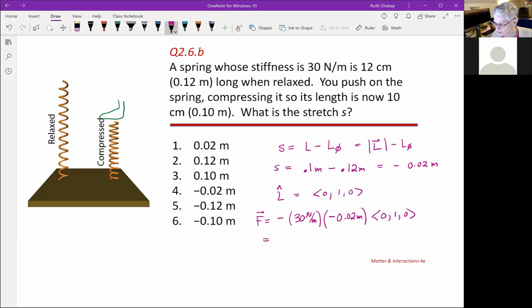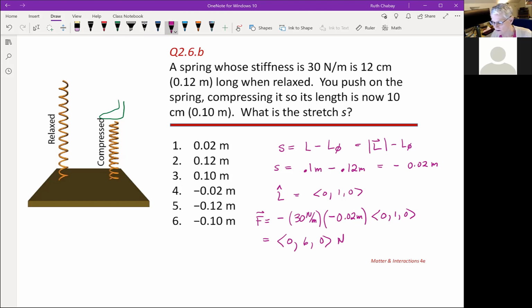which is going to be equal to 0. We have a negative 30 times a negative 0.02. So that should be 6 newtons.